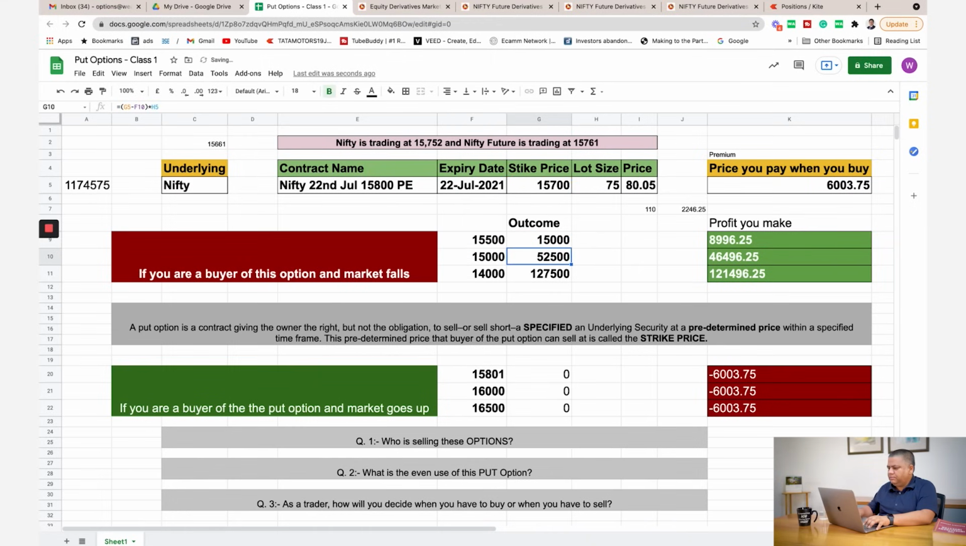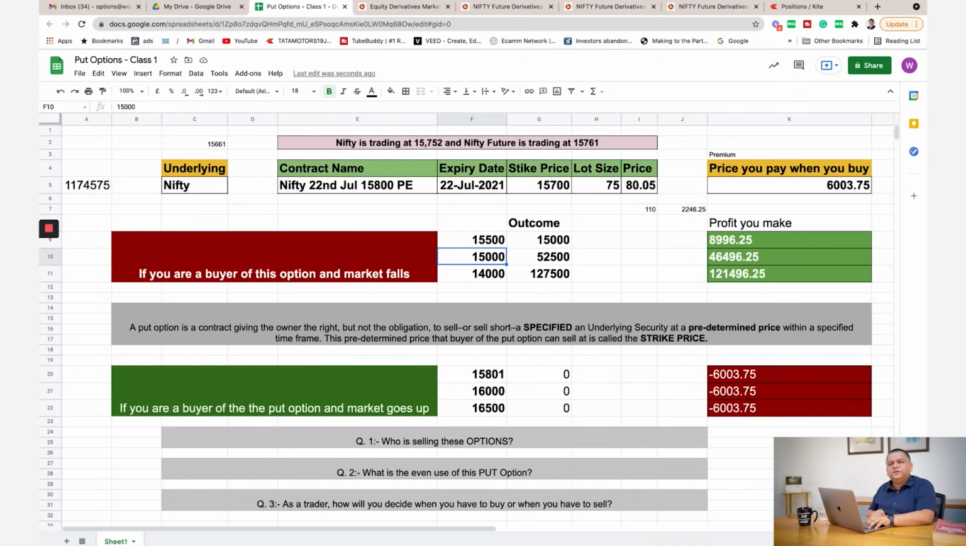So what is the outcome if market goes to 15,500? Well, the outcome is 15,000 rupees is what you make because of the differential. But then you already have paid a premium. So this needs to be subtracted. This is what goes on behind the scenes when you buy the put option. Right? But at the time of expiry, if the closing was 15,500, this is what would have happened.